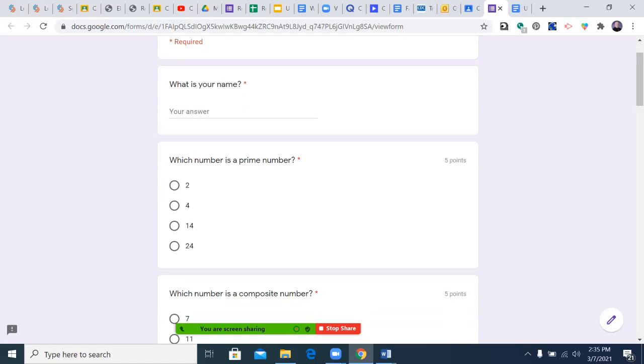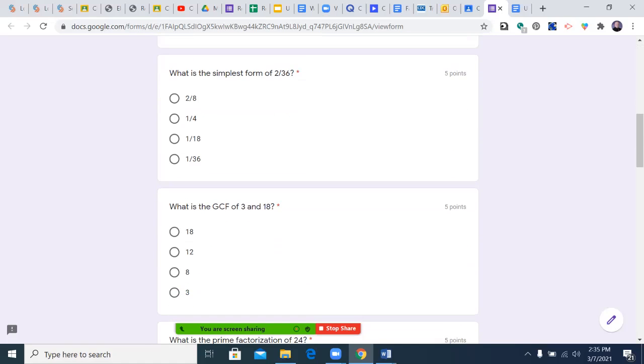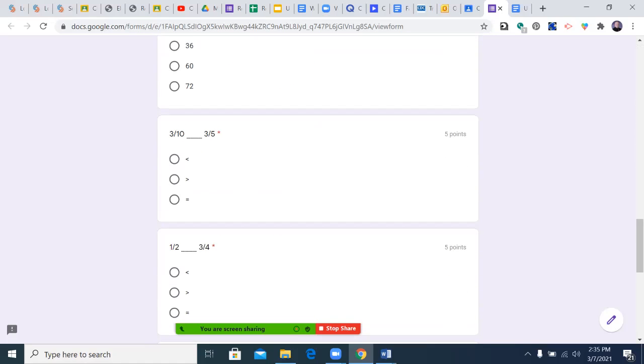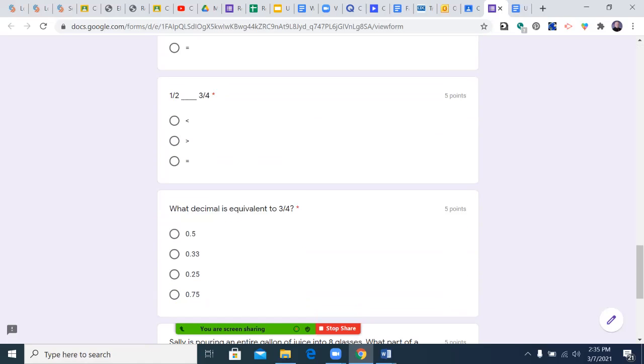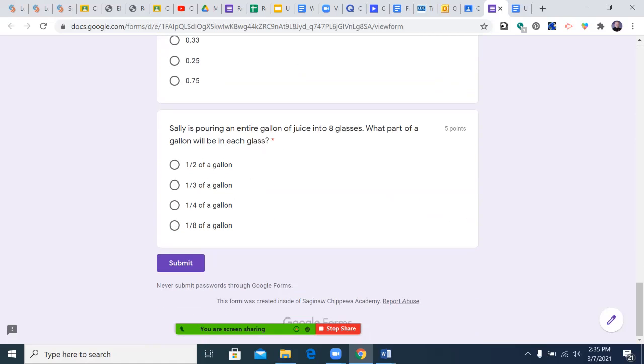Looking at the questions, they are all multiple choice today. You may need a sheet of paper to figure out some problems. And at the end, don't forget to hit submit. Failure to hit submit means your test isn't complete and can't be scored. If you're using a paper copy, please make sure it is turned in at the next available class session.